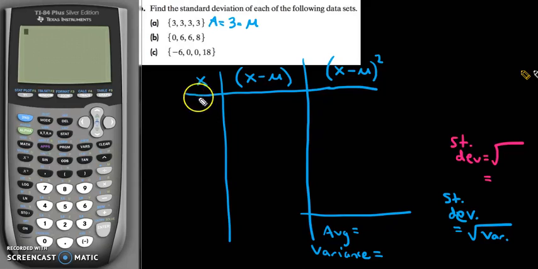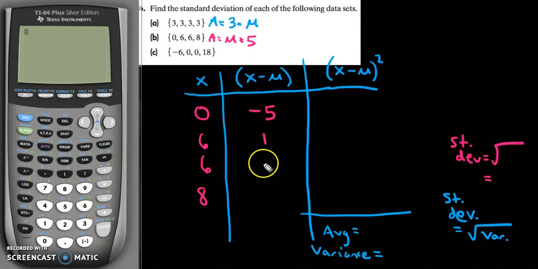Okay, so then let's try another one. So 0, 6, 6, 8. So first I need the average for those numbers, or the mean. So if I add that up, that gives me what, 20? This is 12 plus 8, and there's 4 numbers, so if I do 20 divided by 4, I get the average is 5. So now for each of these I want to do the number minus the average. So 0 minus 5 is negative 5, 6 minus 5 is 1, 6 minus 5 is 1, and 8 minus 5 is 3. So picture what these numbers are saying.